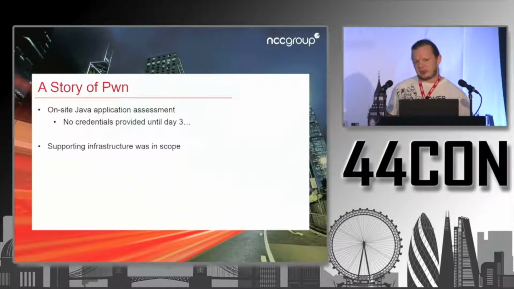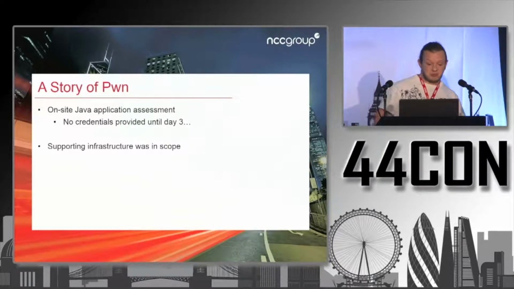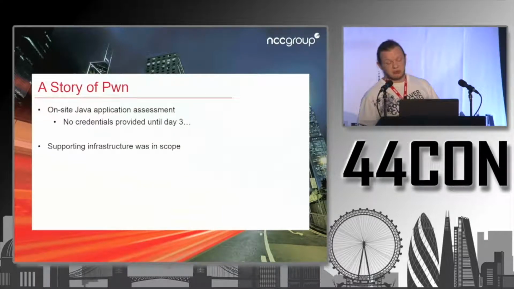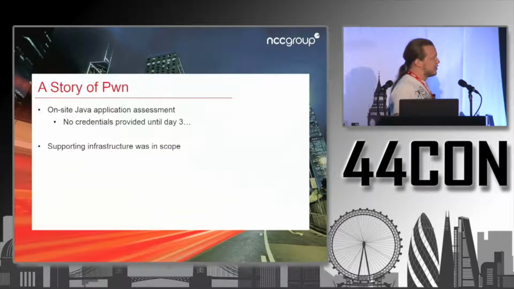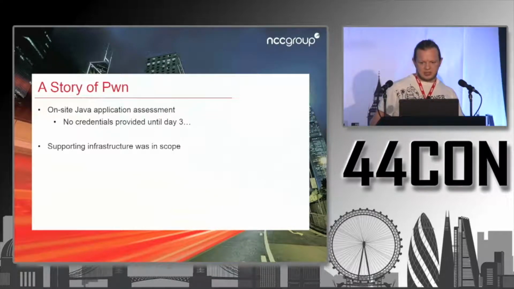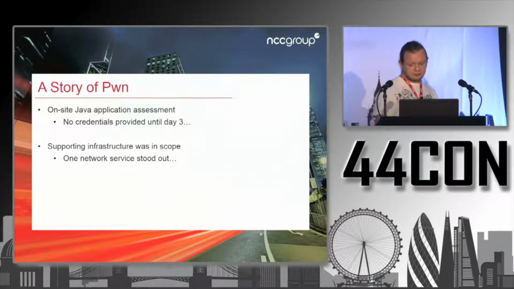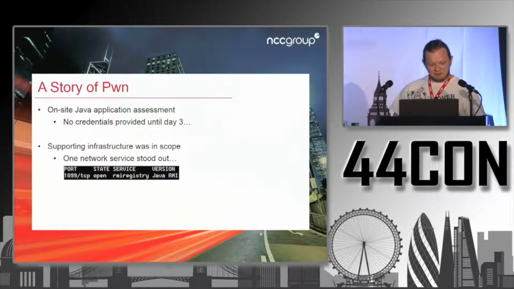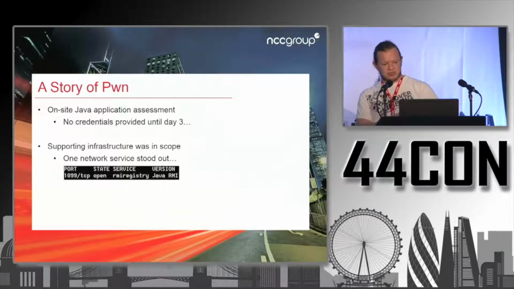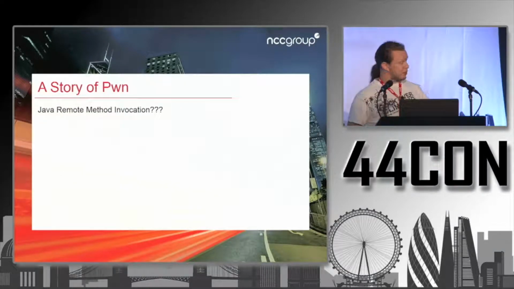The supporting infrastructure for this application was included in the scope. So in those 3 days, I did a lot of the usual stuff that you would do. I did mapping of the back-end services. I poked around with the login form of the application, decompiled it, all this kind of stuff. But while I was doing this, there was this one network service that really stood out, and that was this: RMI Registry, Java RMI, port 1099 TCP. I'd never seen that before, but it turns out that was Java Remote Method Invocation.